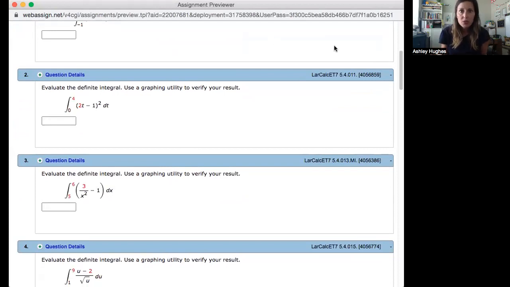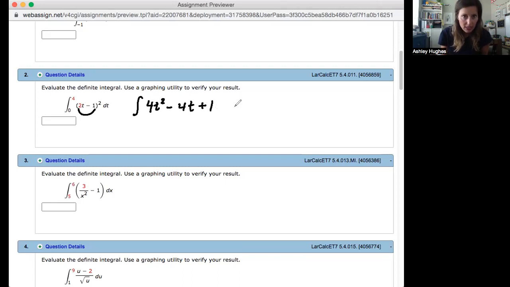When you see this integral symbol, it means take the antiderivative. When you see these bounds, that just means you're going to plug those in at the end and subtract. First, since this is squared, we're going to multiply this out. So 2t squared would be 4t squared. Multiply these together and double it. So 2t times 2 would be negative 4t, and then negative 1 squared would be plus 1.